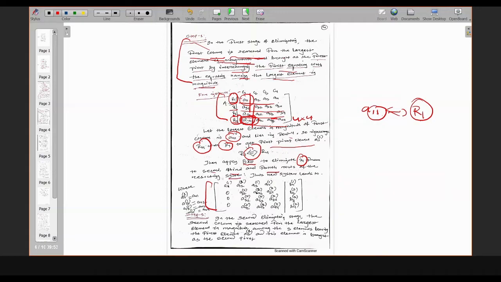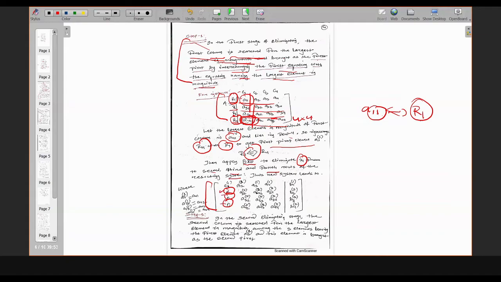Resulting system means the original system has changed. Why has the original system changed? Because you had interchanged the rows, so you get the new system. In the new system, you have to apply elementary row operations to make the elements A21, A31, and A41 zero. It is not straightforward like without a pivoting strategy. So you have to apply suitable elementary row operations to make these elements 0, 0, 0.